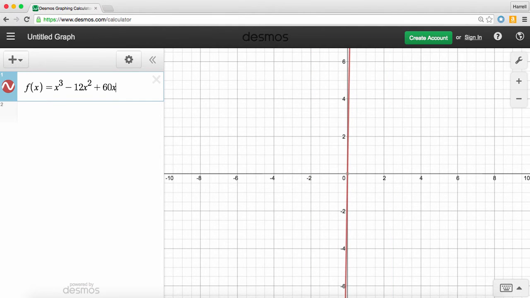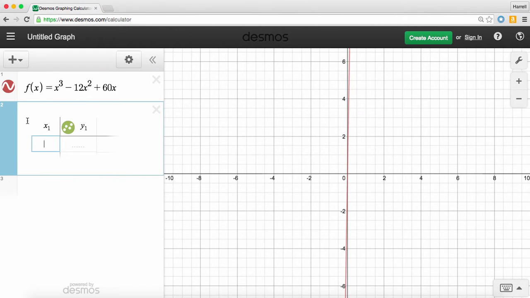And you'll notice your graph begins to appear at the right, but we don't really like where it's appearing on the screen so much. So let's play around with that a little bit. And one way to play with it is to produce a table for our function. So if you go to the top left, you can make the choice for a table.